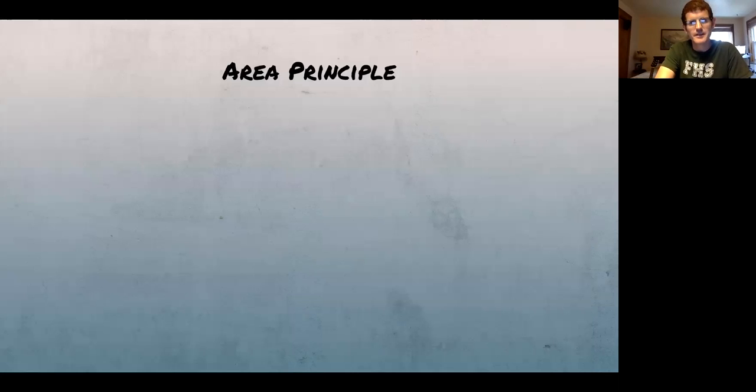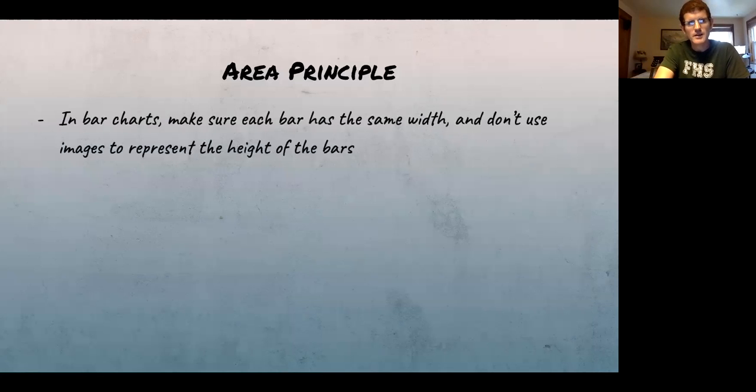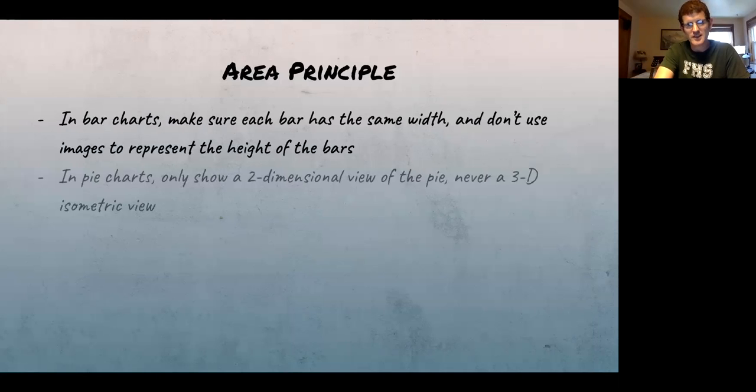Okay, the area principle. And again, this is a recap of stuff we were reading. In bar charts, make sure each bar has the same width, and don't use images to represent the height of the bars. We'll see an example in just a second. In pie charts, show only a two-dimensional view of the pie, never a 3D isometric view. That means like at an angle. Also, don't use pie charts.